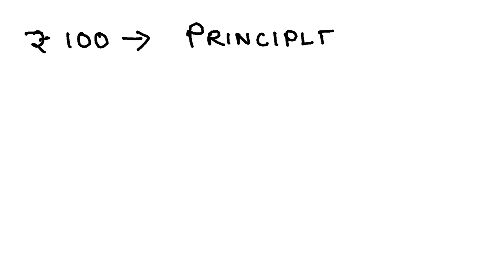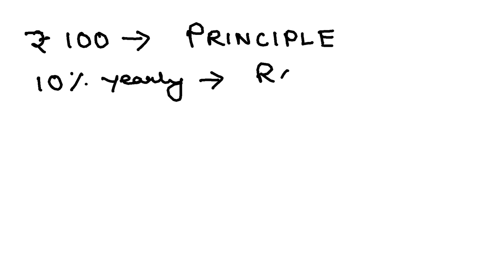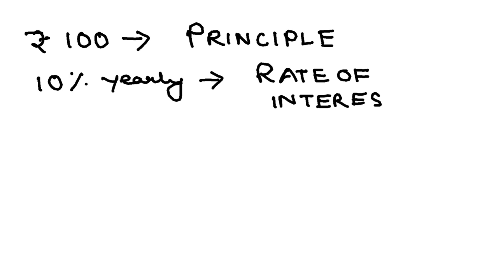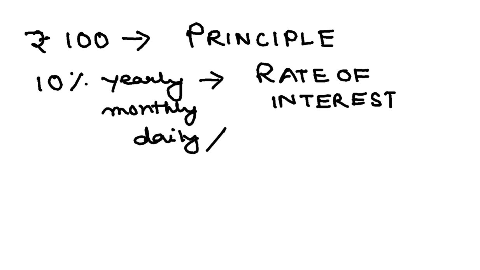So the rupees 100 that you have deposited is called the principal money or principal amount. Okay. The 10% yearly that the bank guaranteed is called the rate of interest. Rate of interest. Alright. This rate of interest can be yearly, can be monthly, can be daily also. It can be anything. Alright. Can be in 15 days, can be quarterly also. Quarterly means, try to find out the meaning of quarterly.